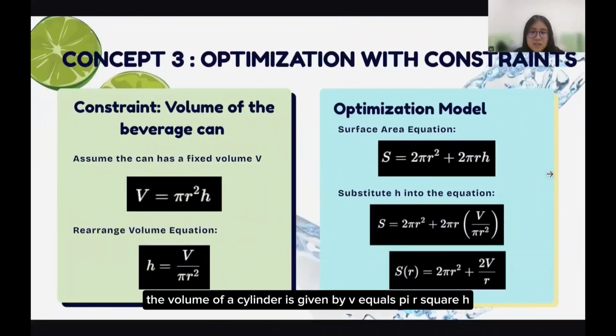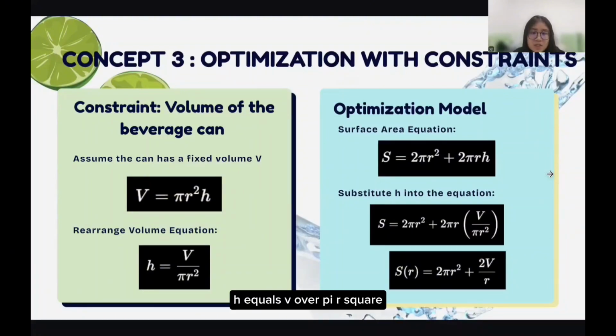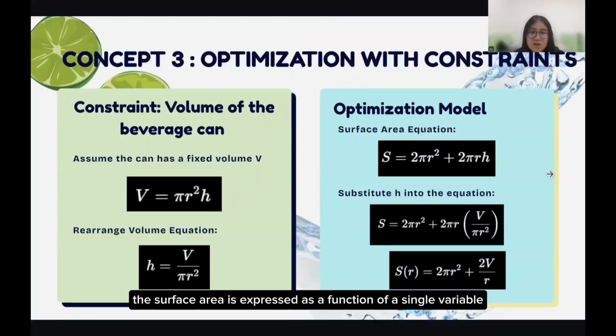The volume of a cylinder is given by V equals pi r squared h. To simplify the optimization problem, we use the constraint equation to express the height in terms of the radius: h equals V over pi r squared. Next, we substitute this expression into the previously defined surface area formula. After simplifying, we obtain S(r) equals 2 pi r squared plus 2V over r. As a result, the surface area is expressed as a function of a single variable, which prepares the model for optimization.